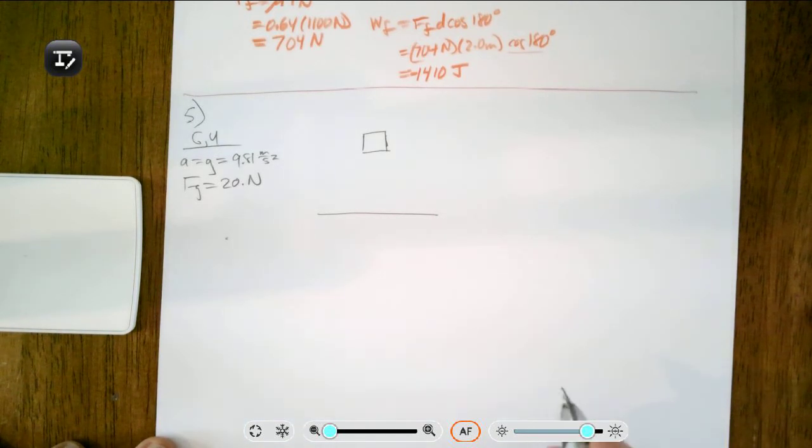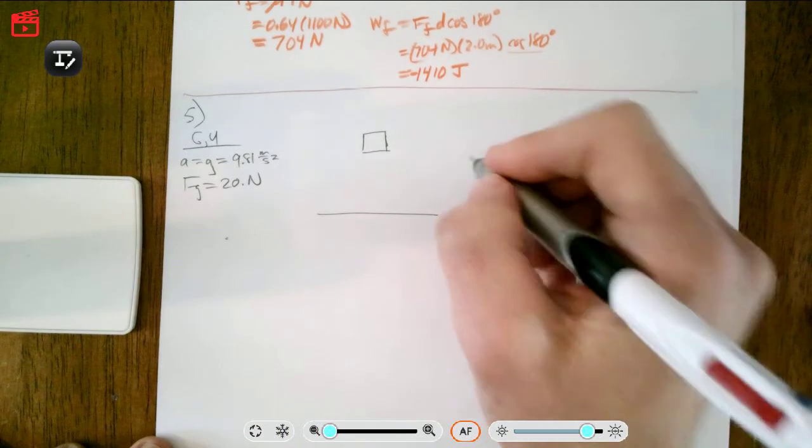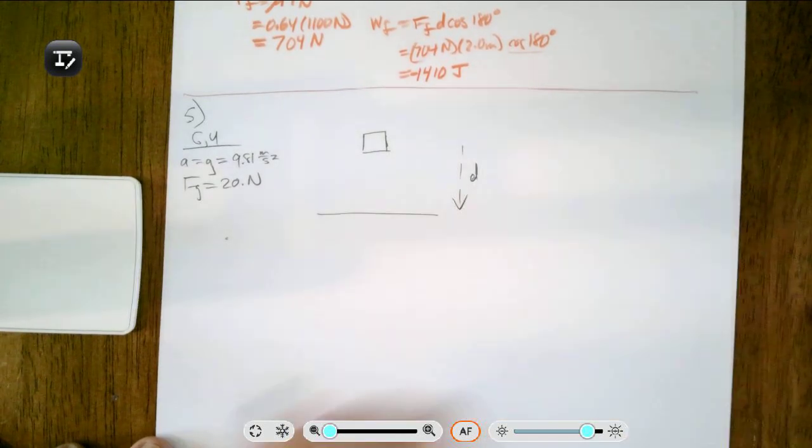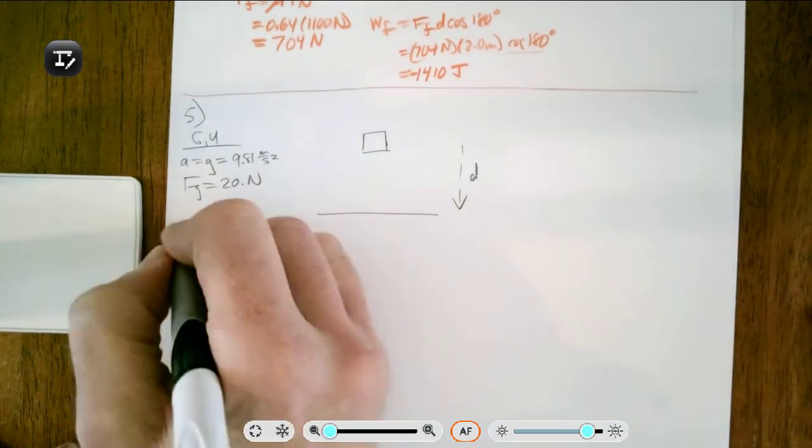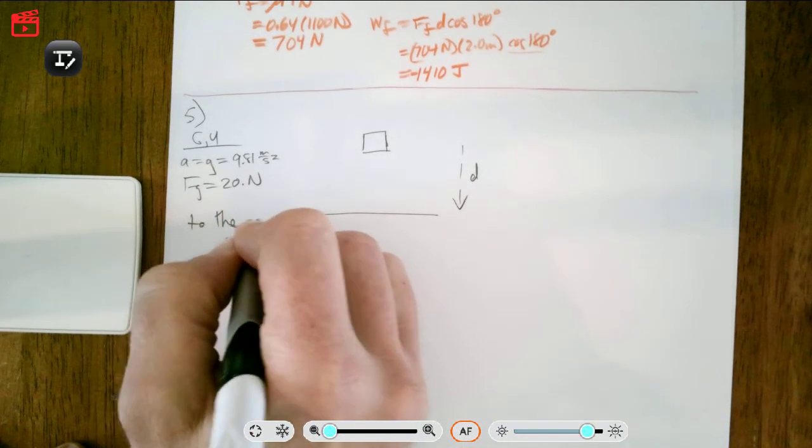All right, let's get over here. I left a little something out over here, but we'll get that in a second. So the displacement is down. What I left out here is to the ground. So this problem should be to the ground.